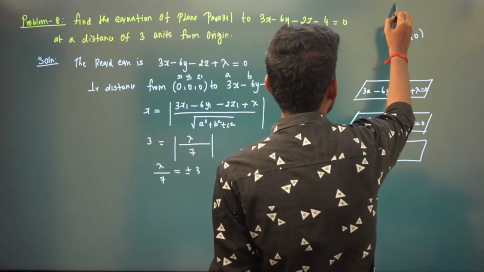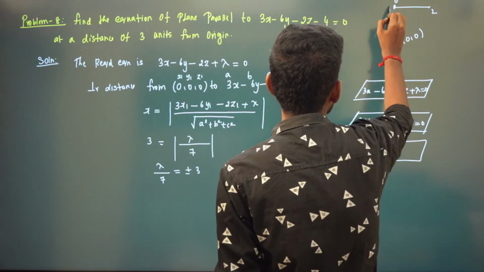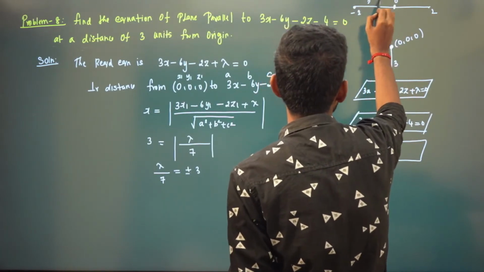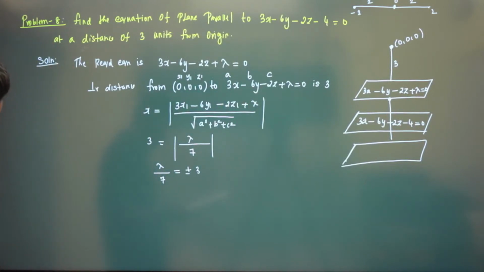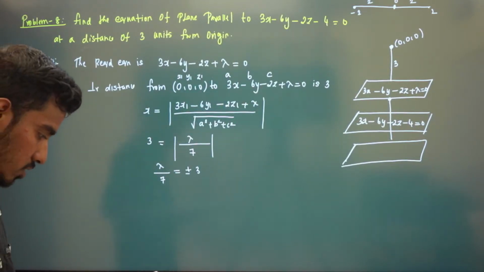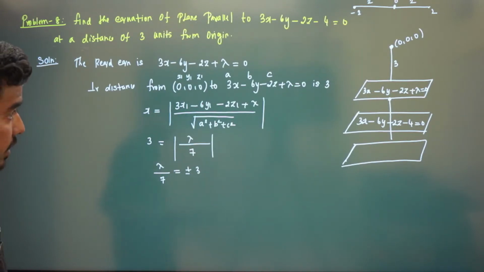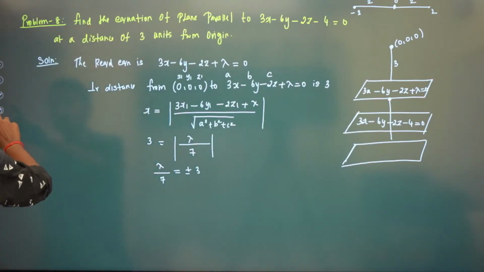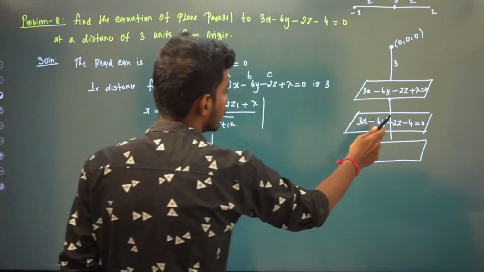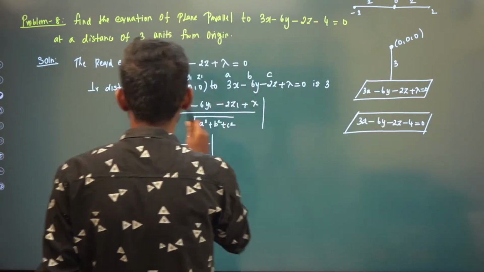See, 0 to 2 distance is 2. Similarly, 0 to minus 2, this distance is also 2. So we will have two planes here, right? We will have two planes here. Okay. Is it clear? Distance of 3 units from the origin. Actually, that plane will be somewhere around here, not here. Diagram mistake. That plane will be here.